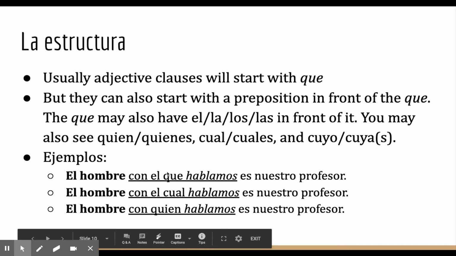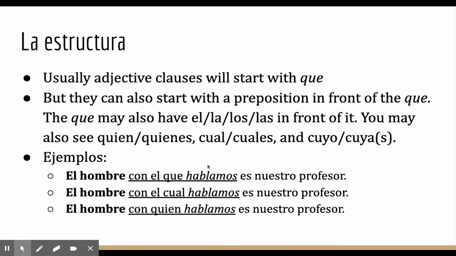So if you see this or this or this, these are all adjective clauses. And these are different ways that you can say with whom. So the man with whom we talked, I think it's supposed to be whom in English, with whom we talked, or we're talking, the man with whom we're talking, or we talked. All right. So those are a couple of them.